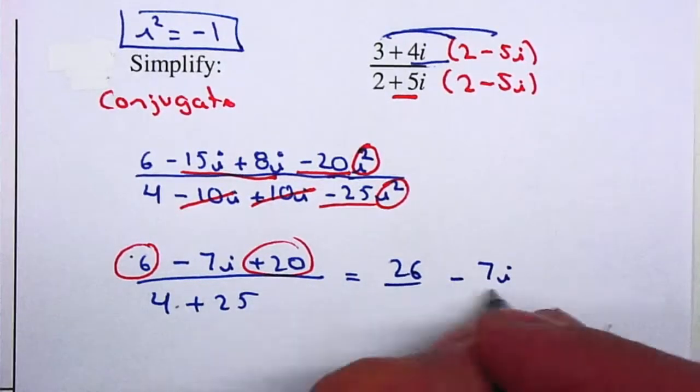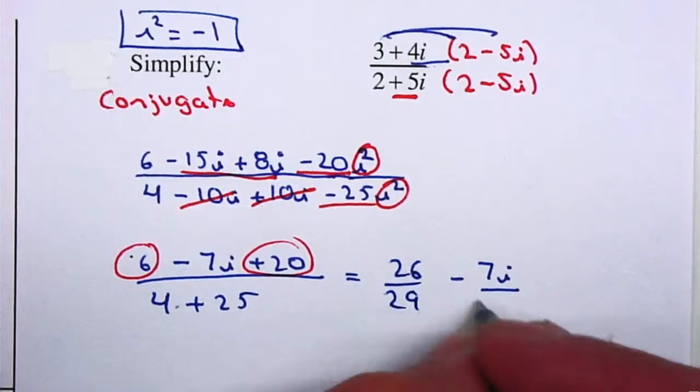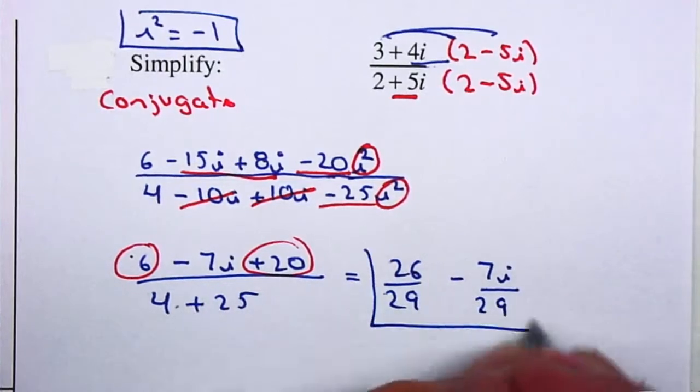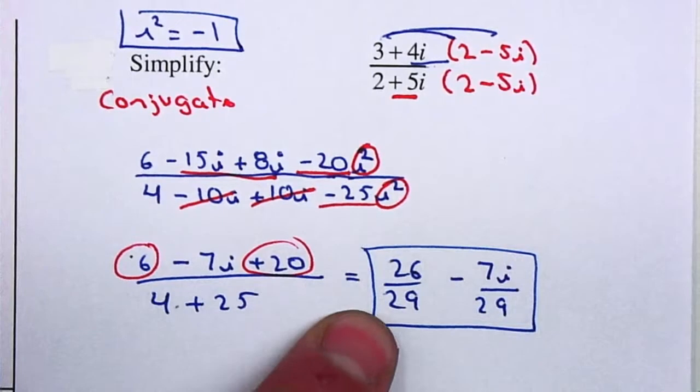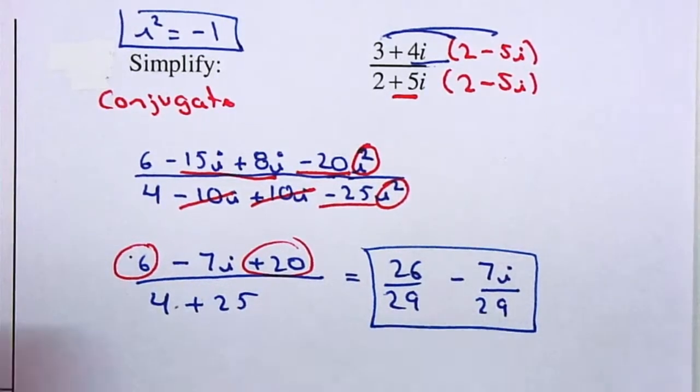And now I'll separate my fraction. 4 plus 25 is 29. I want to separate my fraction because I want to get my real part separated from my imaginary part. And that will be my answer. If you are able to reduce it, you should reduce it. In this case, you can't.